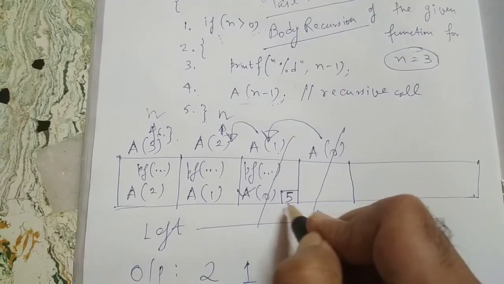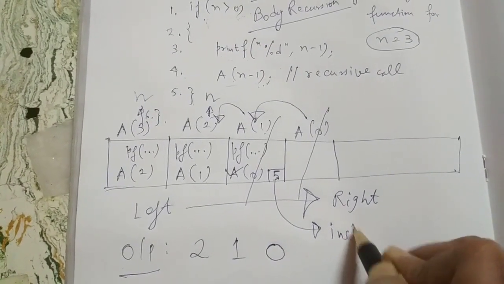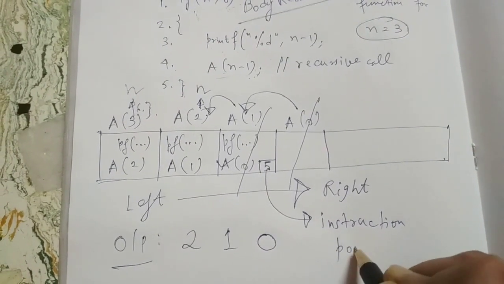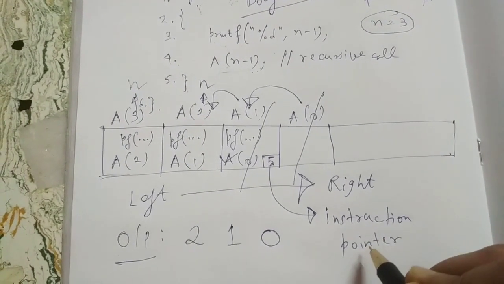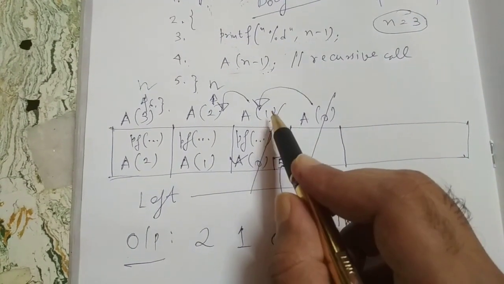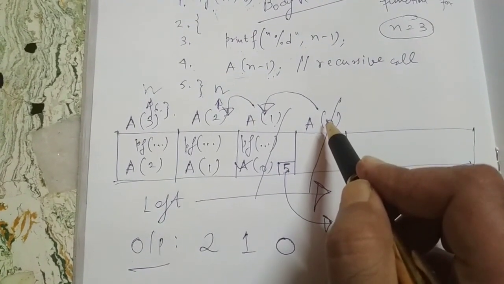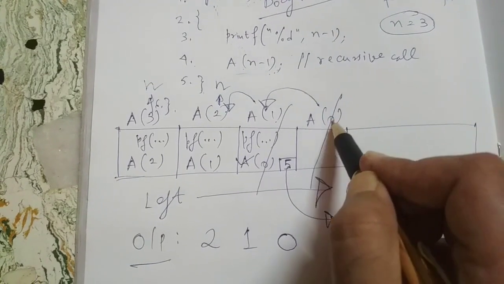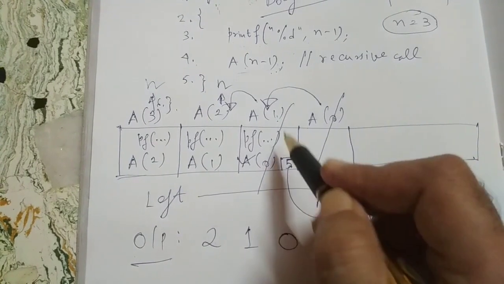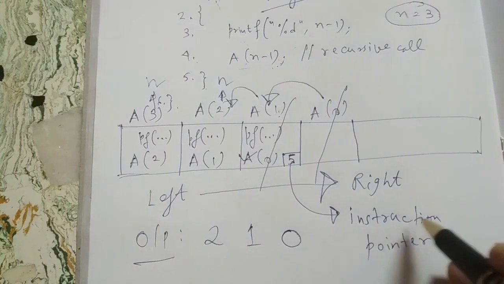Now if you look at this value, this is known as the instruction pointer. Now this instruction pointer keeps track of the next instruction to execute. That means A of 1 made a call to A of 0. As a result, the control was transferred to A of 0. Now once A of 0 returns the control back to A of 1, where should A of 1 continue its execution from? A of 1 should continue its execution from line number 5, which is given by the instruction pointer.